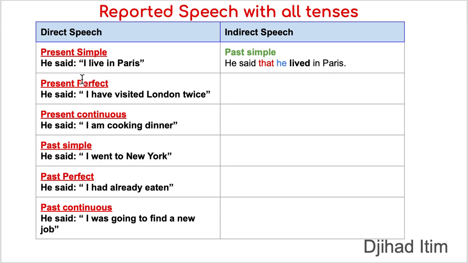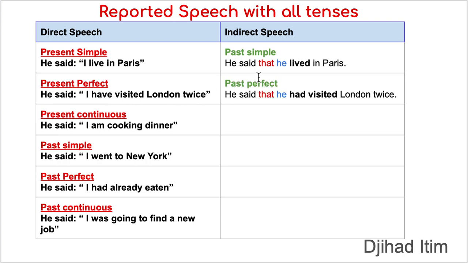So we move to the second one. From present perfect, we have here an example. He said, "I have visited London twice." So the verb here is in the present perfect. The rule of present perfect here is have or has plus past participle of the verb. The past participle of the verb to visit is visited. So I have visited. Present perfect, I repeat, have or has plus past participle of the verb. So I have visited London twice.